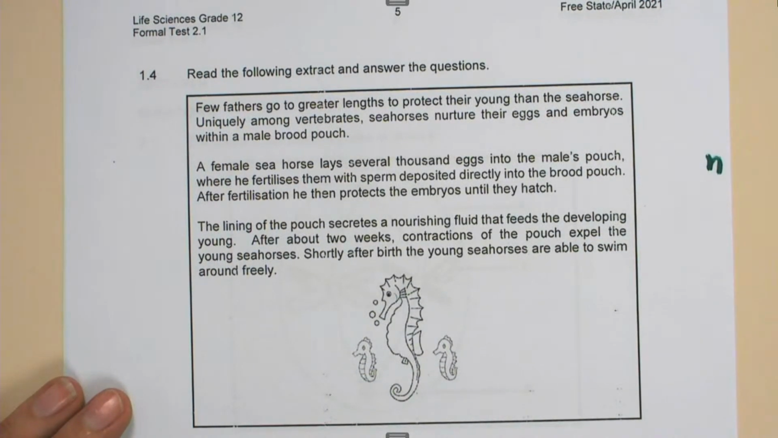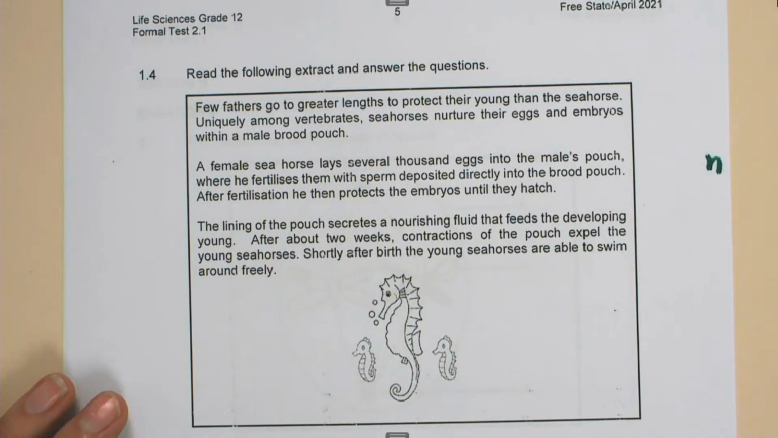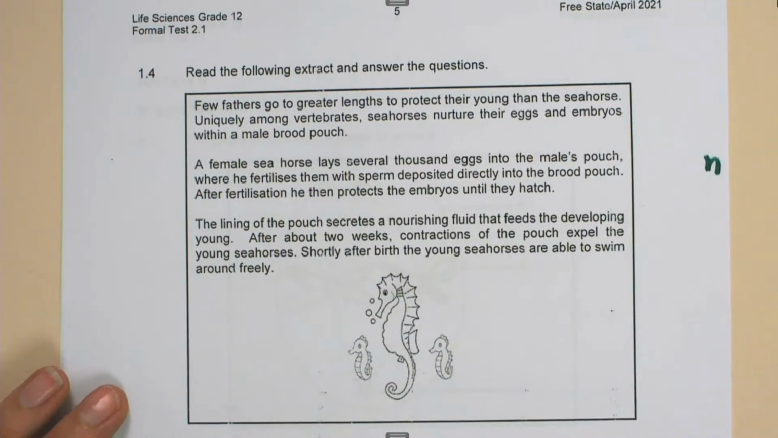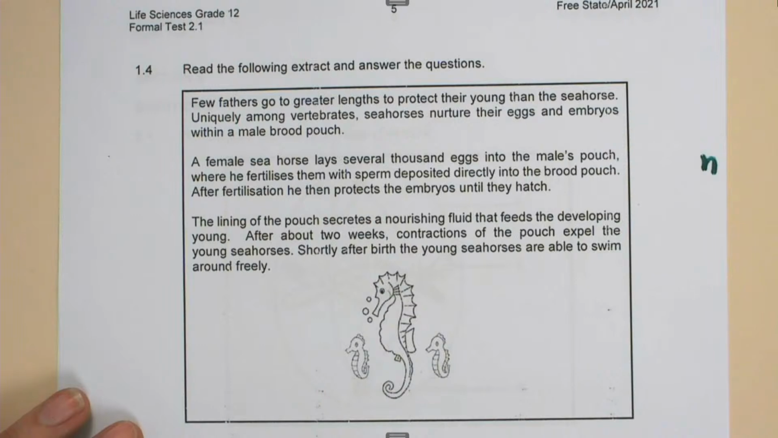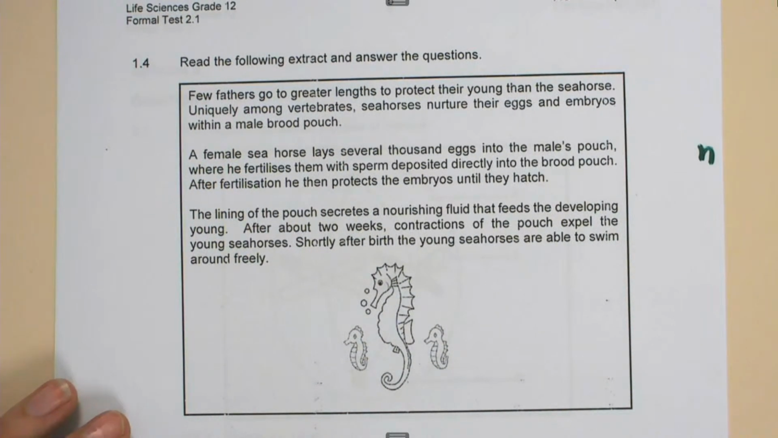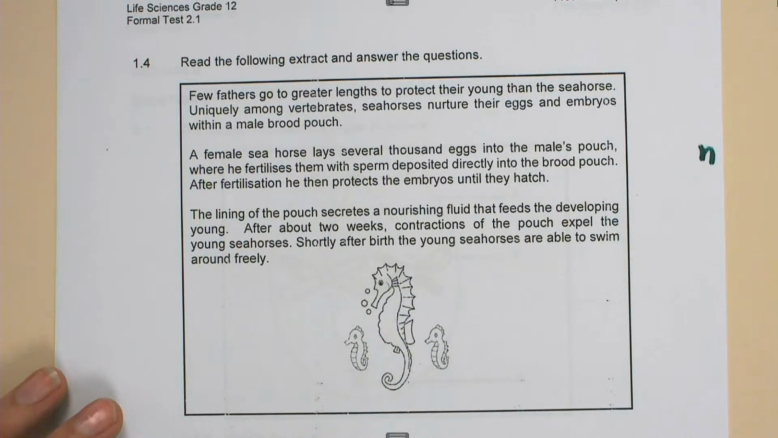A female seahorse lays several thousand eggs into the male pouch where he fertilizes them with sperm deposited directly into the brood pouch. After fertilization, he then protects the embryos until they hatch. The lining of the pouch secretes a nourishing fluid that feeds the development of the young. After about 2 weeks, contractions of the pouch expel the young seahorses.